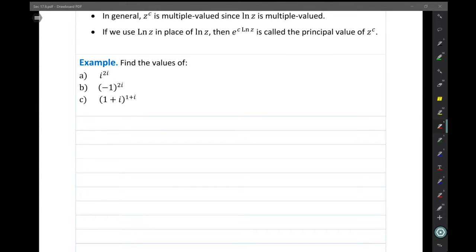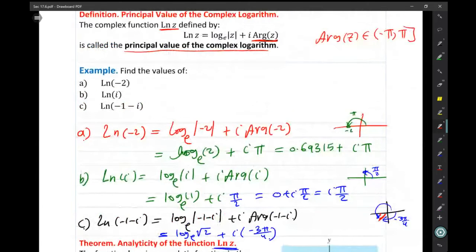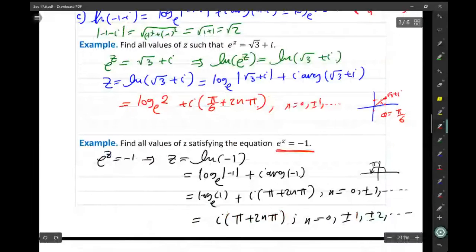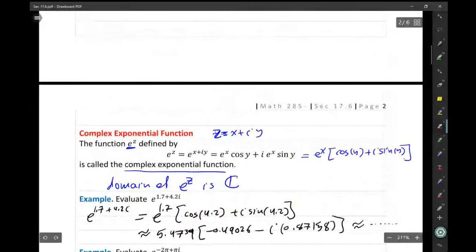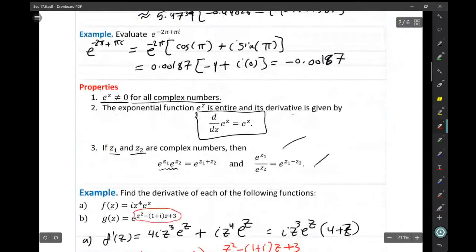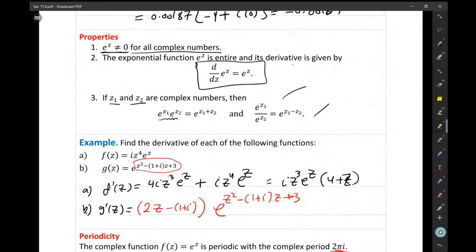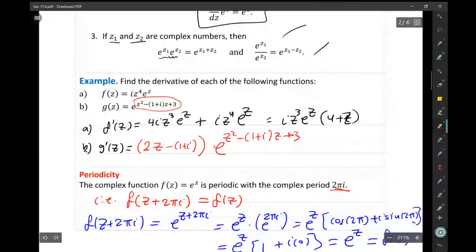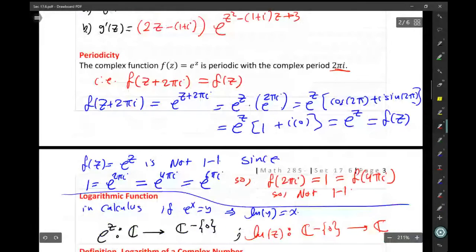Let us go back to where we stopped last time, in section 17.6. In the previous class, we discussed the meaning of the exponential of a complex number z, where e^z is equal to e to the power x times (cosine plus i times sine). We had some examples, and we also discussed how to derive e^z itself and its properties, which are nearly the same as for real numbers.